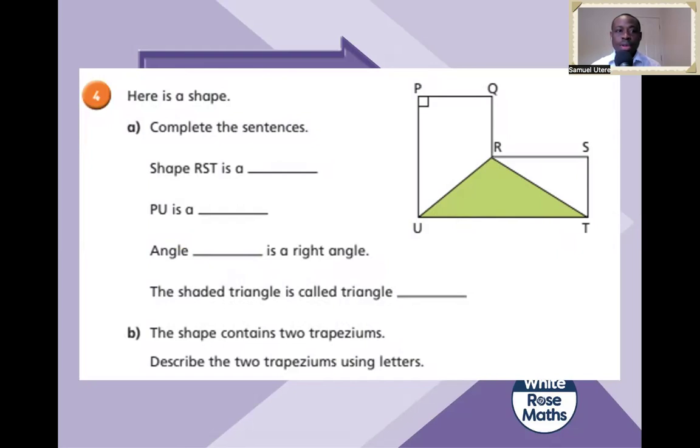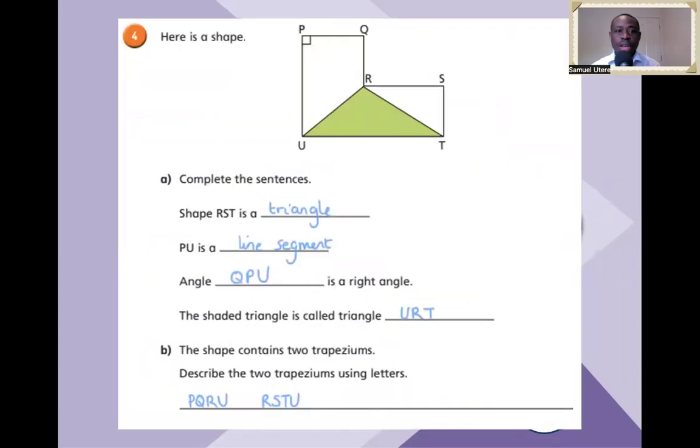Assuming you've paused the video and you've answered question 4, here are the answers. So here you were asked to complete the sentences. Shape ROST is a triangle. PU is a line segment. You can see it there. Angle QPU is a right angle. You can see it there.